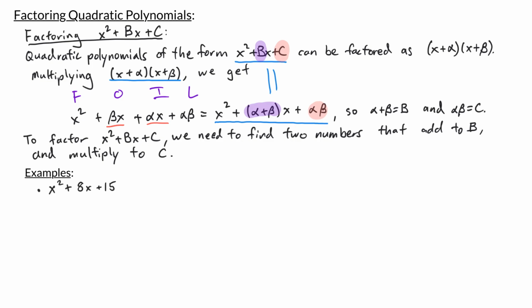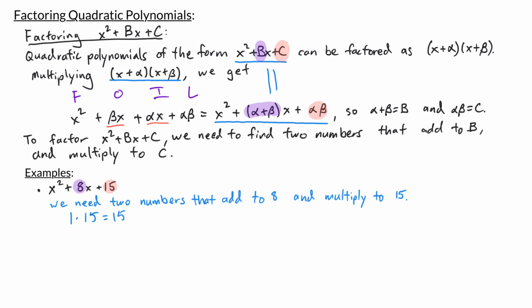In our first example here, we have the polynomial x squared plus 8x plus 15. So in this example, the b is the coefficient of x, which is 8, and c is the number added at the end, which is 15. So to factor this quadratic, we need to find two numbers that add up to 8 and multiply to 15. One approach is to come up with pairs of numbers that multiply to 15. For example, 1 times 15 gives us 15, and also 3 times 5 gives us 15. Now, of those pairs of numbers, do any of them add up to 8?